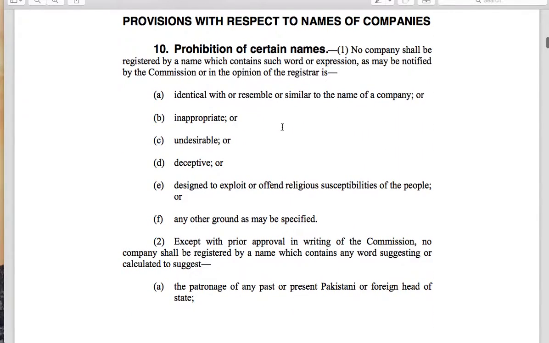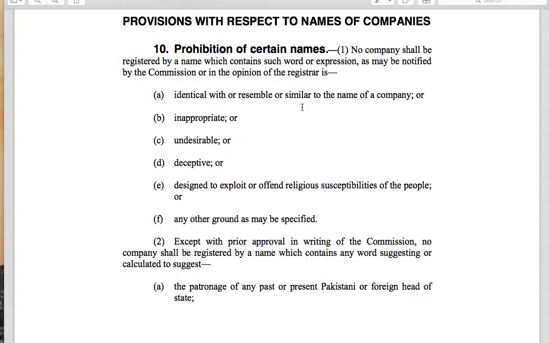Now, the first thing is that you have to keep a business name for your company, and while you are filling the incorporation form, you have to give three names or three suggestions to the SECP while incorporating your business, and that name should match your main business objective.